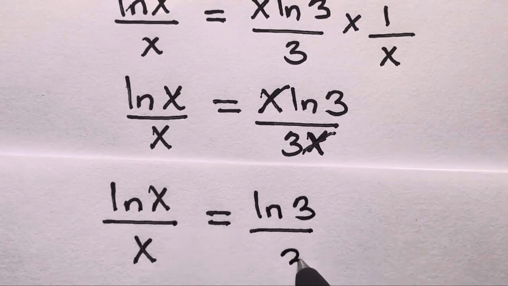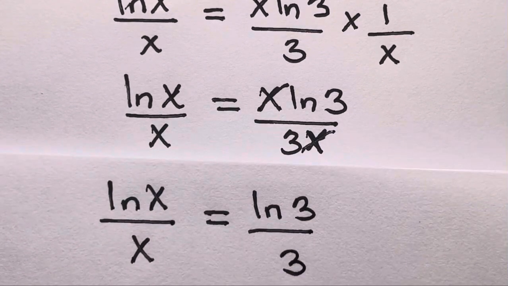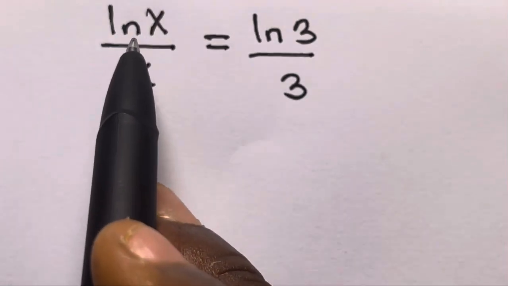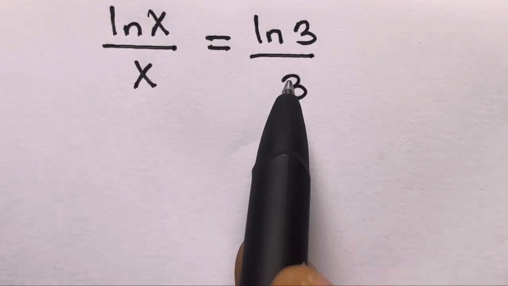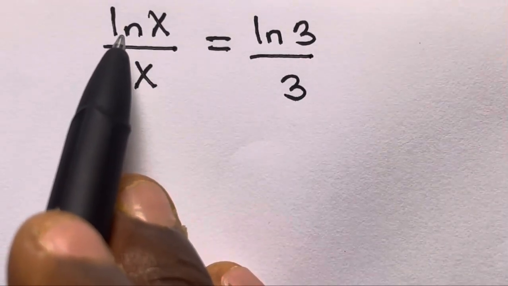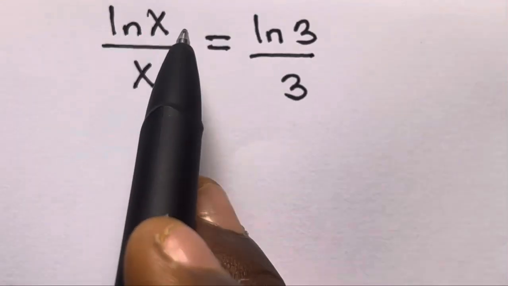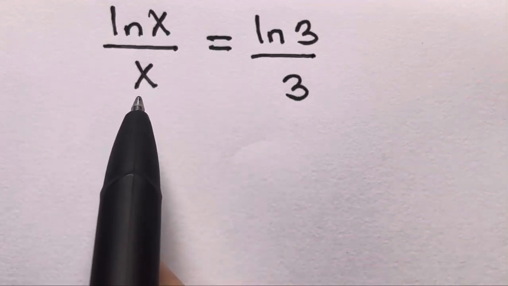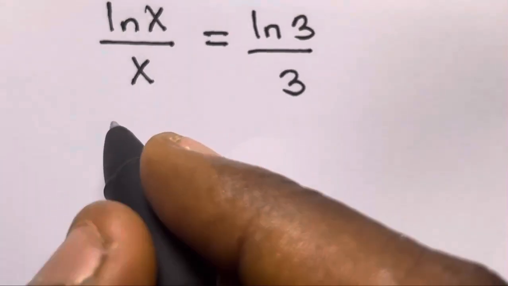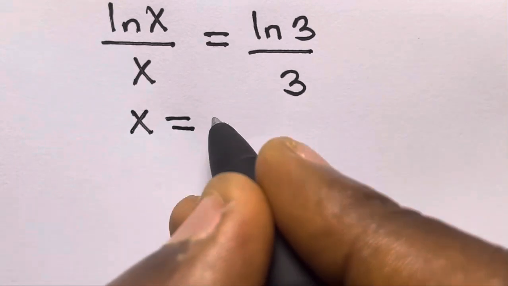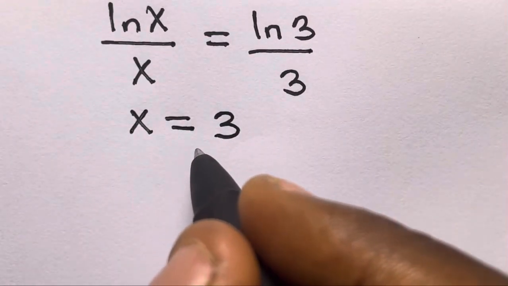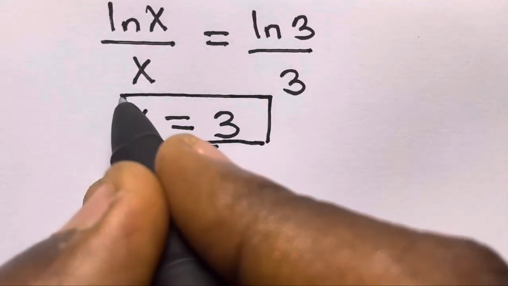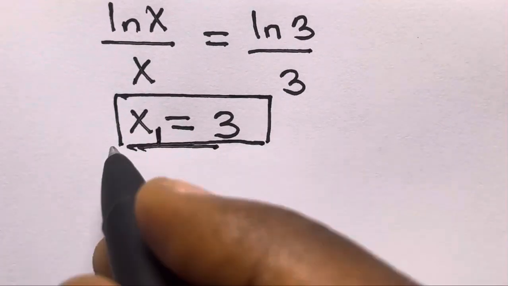Now from here, you can consider either the numerator or the denominator. If you compare the numerator, we have ln here, we have ln here, so we have x here and 3 here. So we say x equals 3. And if you consider the denominator, we also have x equals 3. Therefore we have x equals 3. This is our first solution, x1.